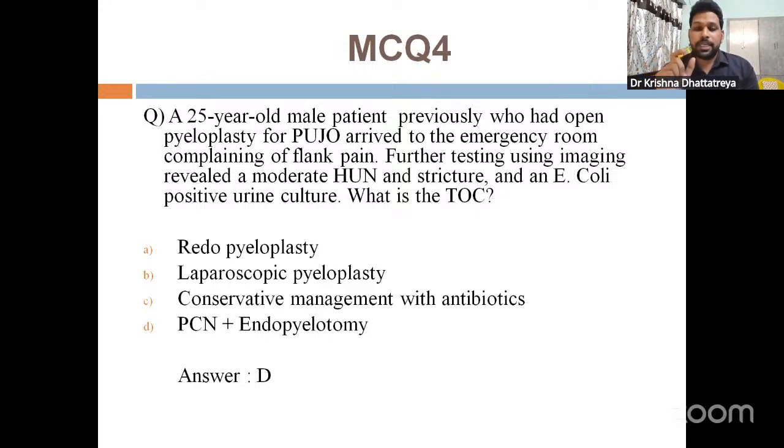But here in this question, he is asking about the treatment of choice. He is not asking what the next step is. He is asking about the treatment of choice. So conservative management with antibiotics is not the option. The only option is endopyelotomy. Usually endopyelotomy is reserved for cases where the pyeloplasty was done previously and now the patient again presented with a stricture. In those conditions, this endopyelotomy is usually done.